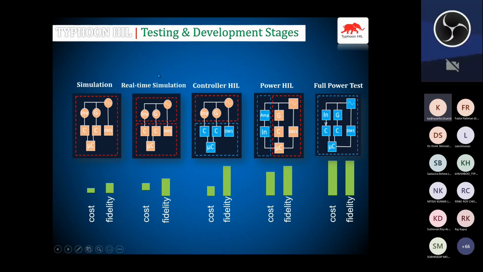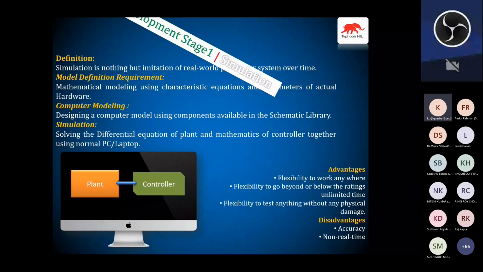Regarding real-time simulation, you will find that here again the components have been divided, framed by two separate red rectangles. The first red rectangle shows the plant part, and the second red rectangle shows the controller part. It is similar to the simulation part.